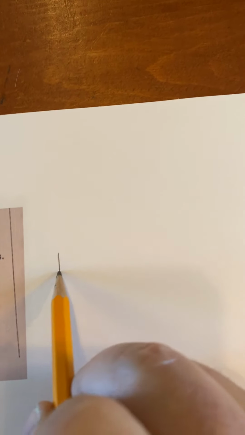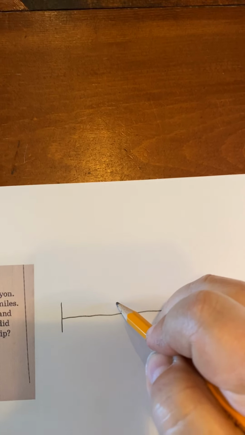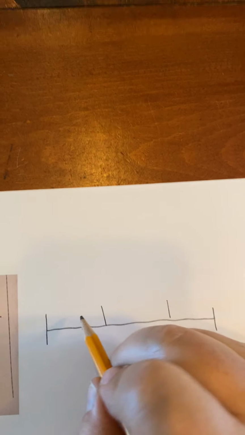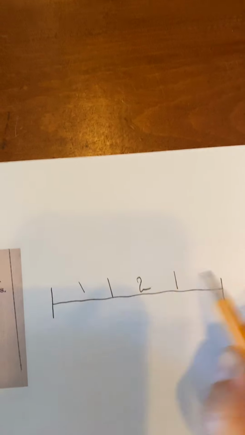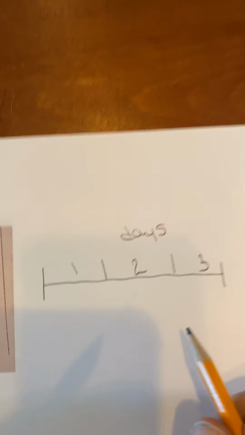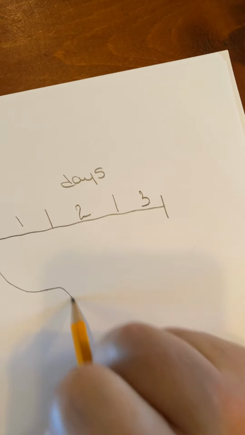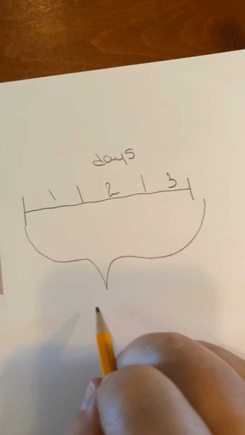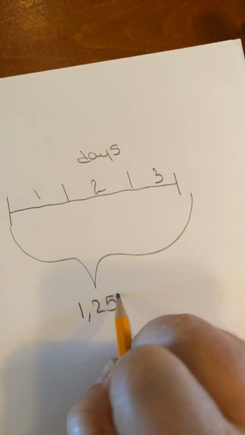So I'm going to come over here and I'm going to say we know that this trip took 3 days. So I'm going to break this up into 3 pieces. So this is day 1, this is day 2, and this is day 3. So this would be days. And I know that the total, this whole total trip was 1,250 miles.